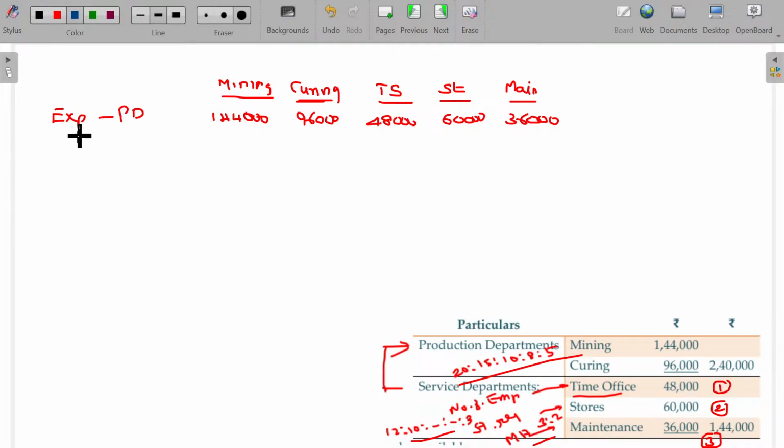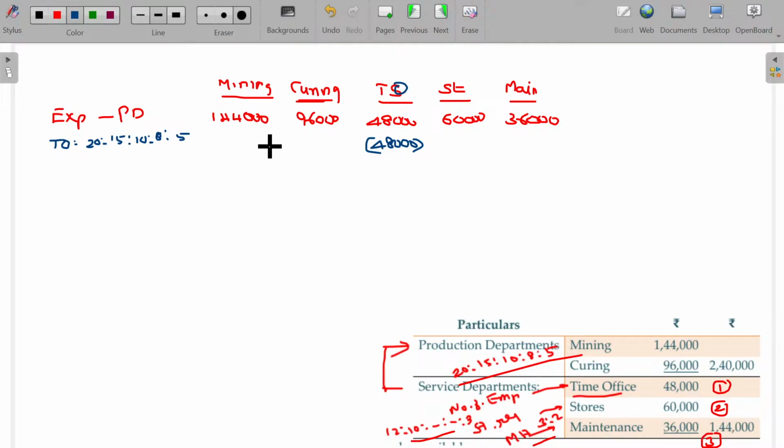First, rank time office overhead. This will be distributed in what ratio? 20 is to 15 is to 10 is to 8 is to 5. Time office is the first one. That entire 48,000 is subtracted here and will be distributed to the other departments, 20 is to 15 is to 10 is to 8 is to 5.